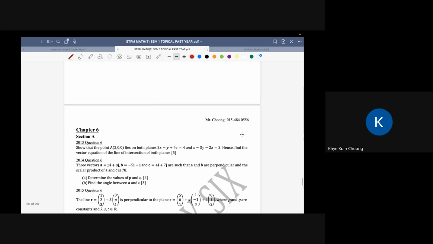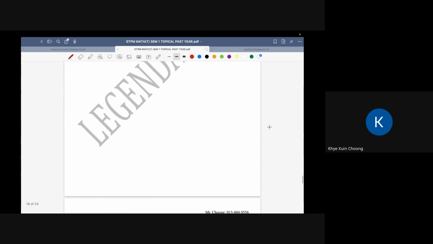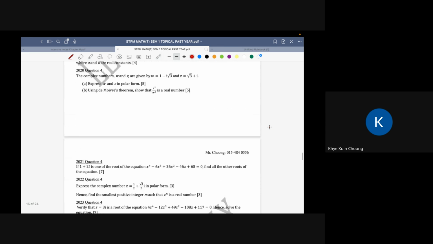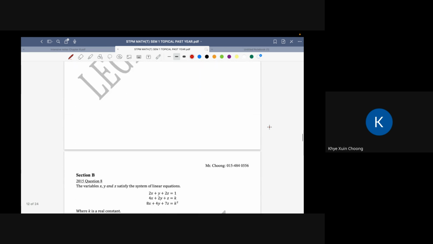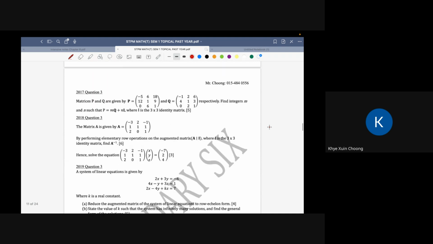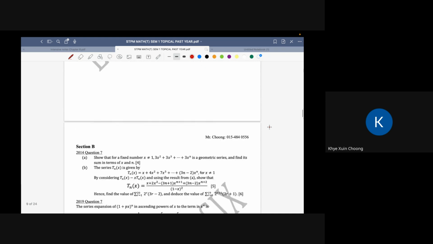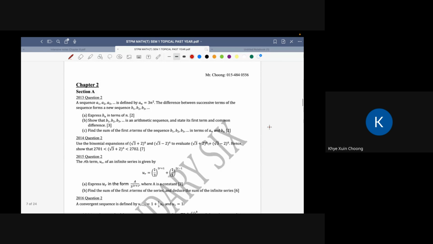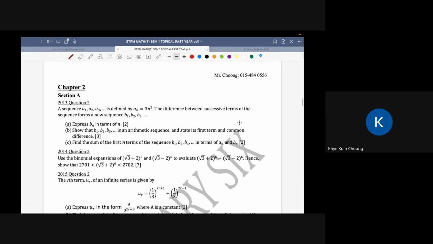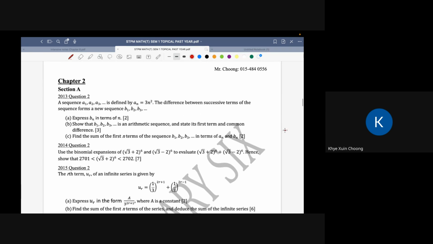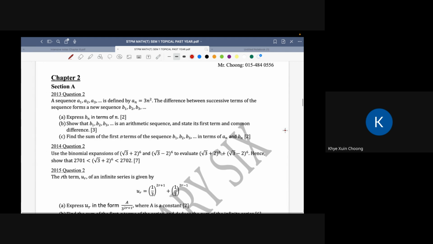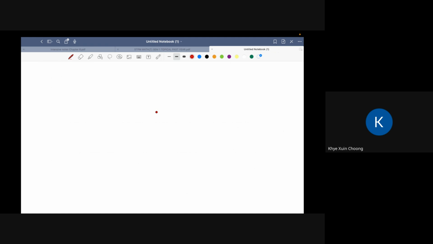Okay, so now we go to see the question 2 first. For chapter 2, actually there are some things that you must know before you can answer the chapter 2 questions. So I try to list out some for you. The most important thing actually is the arithmetic and geometric progression.